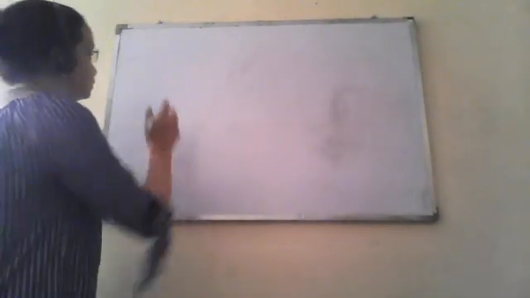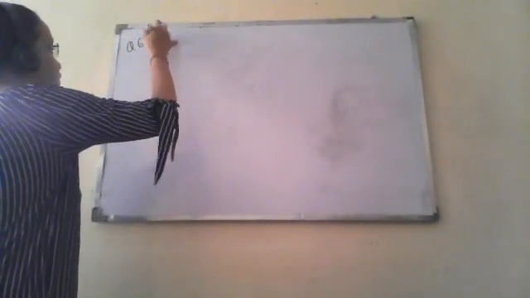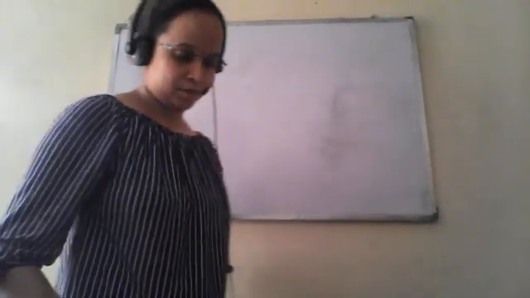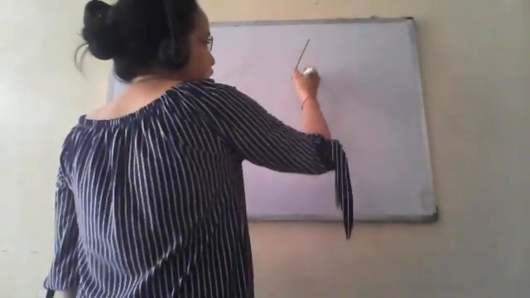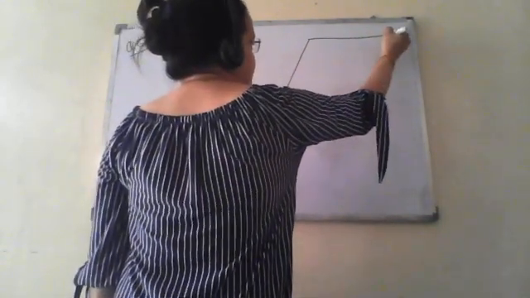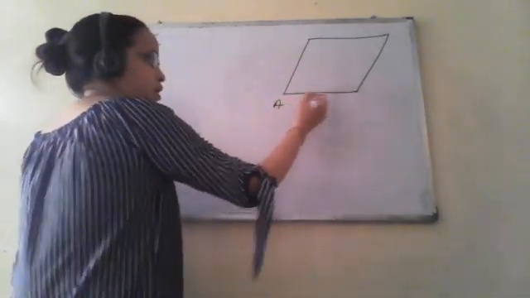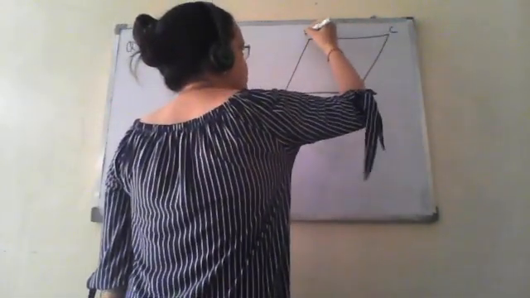Now question number 6. Find the area of a rhombus whose side is 5 centimeter and whose altitude is 4.8 centimeter. One of the diagonals is 8 centimeter long, and find the length of the other diagonal. Now, this is a bit tricky. So suppose you have a rhombus. This is A, B, C, D.